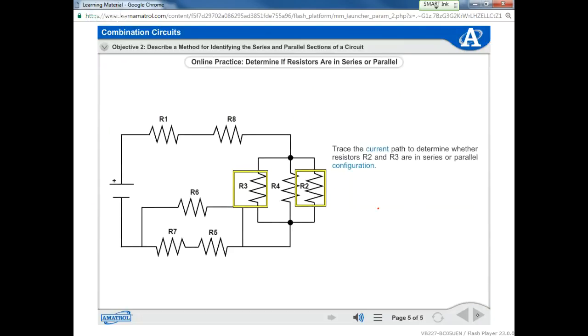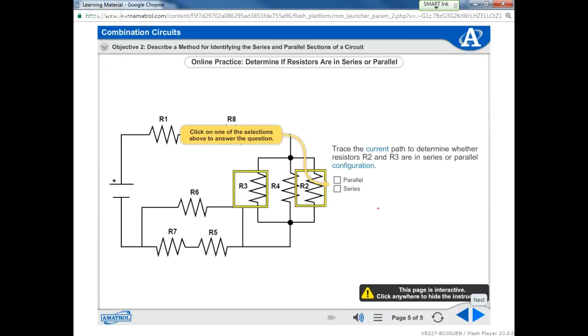Trace the current path to determine whether resistors R2 and R3 are in series or parallel configuration. Okay, so we're coming through here, and they want to know, are R3 and R2 in series or parallel with one another? Parallel.